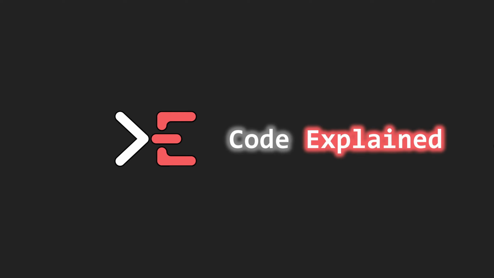Code Explained says hi. Today we're going to build the snake game using vanilla JavaScript, and this is how our game will look at the end. You can see here we have the score and the highest score. This is the snake and this is the food.